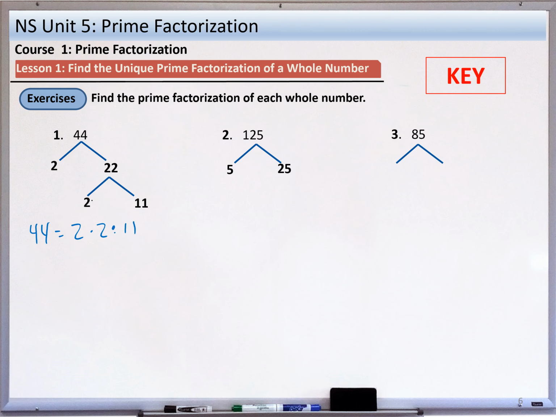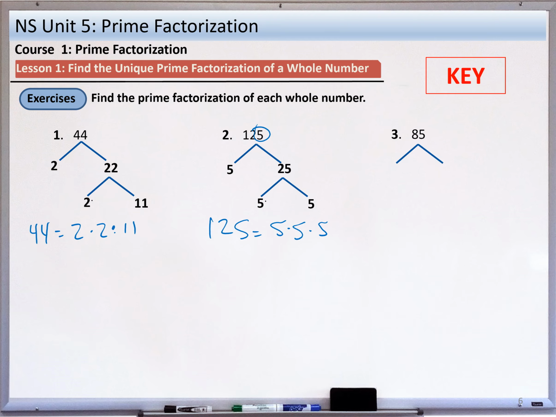125, again, if it ends in a 5 or a 0, which we'll see in divisibility rules, we can divide by 5. 25 divided by 5 is 5. So our prime factorization of 125 is 5 times 5 times 5.